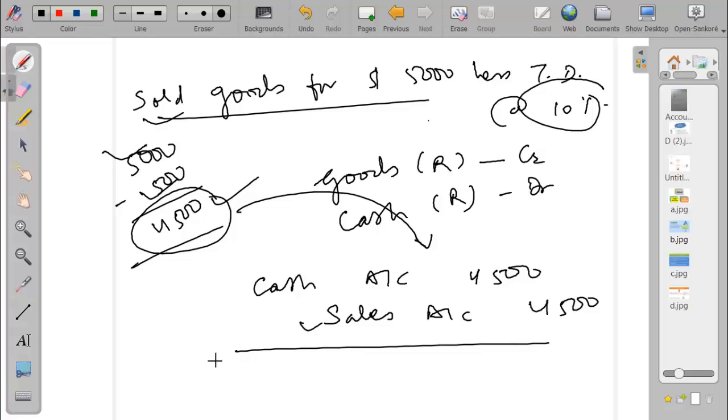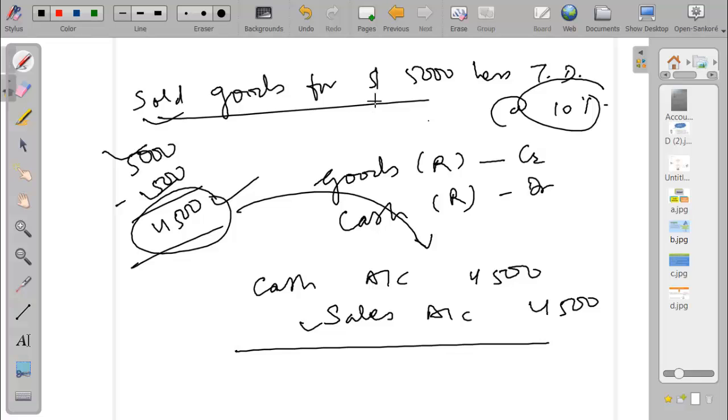Is that clear? Now tell me, did you understand what is trade discount and how we will deal with the trade discount? You understood or not? It is just to tempt the person, to attract him to come and buy the product. Okay. So I think this topic is clear.